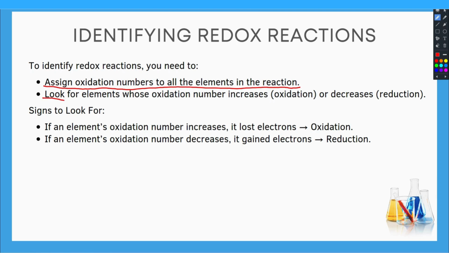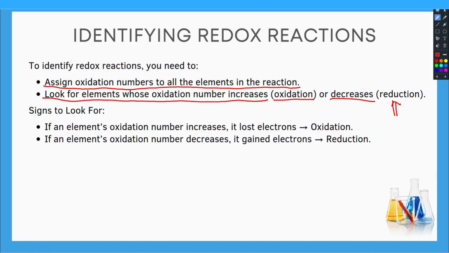And the next thing you need to do is to look for elements whose oxidation number increases. And when an element's oxidation number increases, what we say is that oxidation has happened. If an element's oxidation number decreases, we say reduction has happened. So what are the signs to look out for? If an element's oxidation number increases, it has lost electrons.